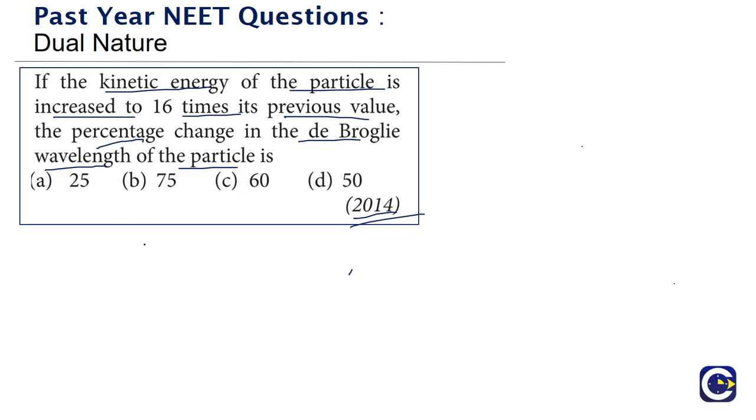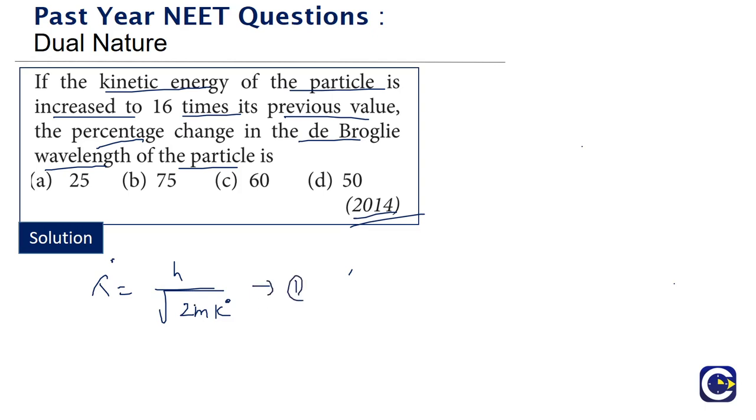Then they are asking what is the change in the de Broglie wavelength. So what is the formula that relates the de Broglie wavelength and the kinetic energy of the particle? Lambda is equal to h by root of 2mk. This is the formula, where k is the kinetic energy of the particle and lambda is the de Broglie wavelength. So here, the kinetic energy of the particle is increased to 16 times. Let us call the original one the first case, the normal case.